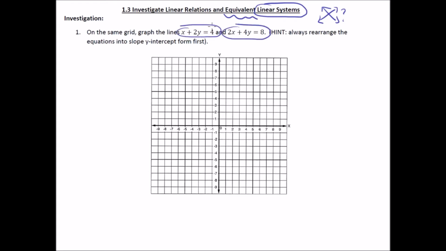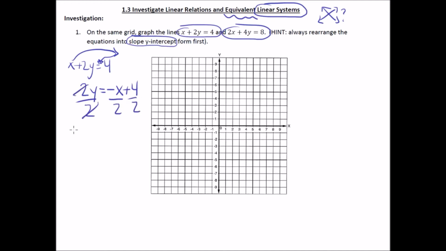We should already know that when we have lines and we need to graph them, we need to put them into y equals mx plus b form first, which is called slope y-intercept. So let's bring the x over. We have 2y equals, I'm going to put the x right in here so it's in order, negative x plus 4, and I'm going to divide each term by 2. Okay, so we get y equals negative x over 2 plus 2.